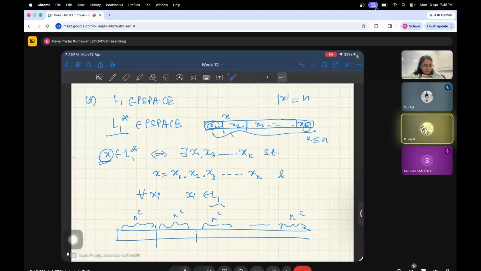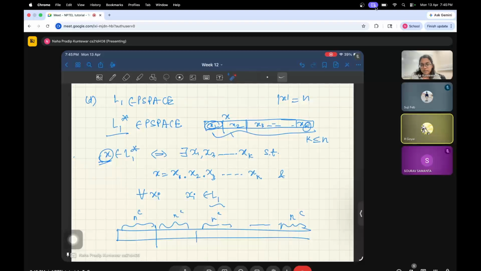This is not clear actually. If X is an element of the Kleene closure of L1, then the Kleene closure of L1 would be L1 or L1 square or L1 cube and so on. Therefore, if X is an element of the Kleene closure of L1, then X may belong to L1 itself, or X may belong to L1 square, and so on. So where does this concept of dividing X into multiple chunks arise?